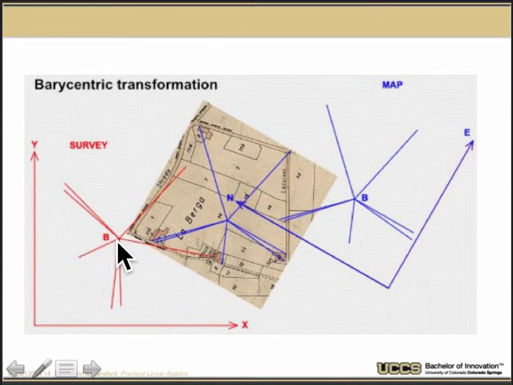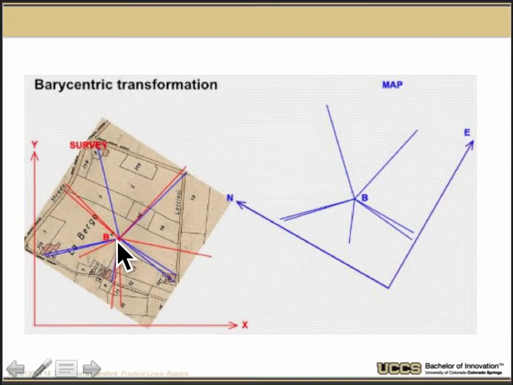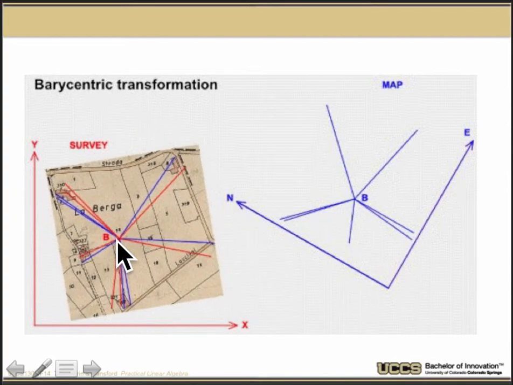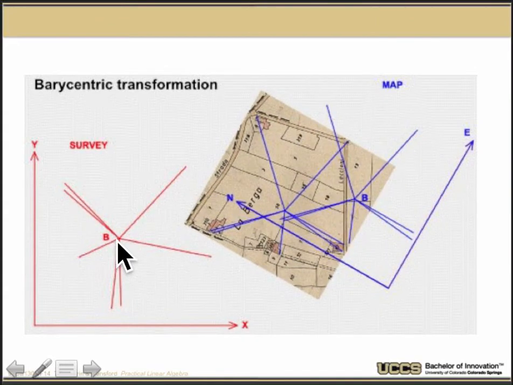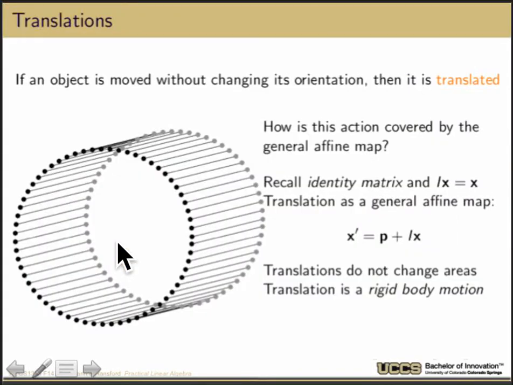In practice, we'll actually not do this with just one point. We'll end up doing least squares. We'll talk about that later in the semester. But the basic idea of this 2D affine transformation then becomes useful. So now let's go back and look at how we can define all of those transformations. We use the word translated or translation to mean what we do if an object is moved without changing its orientation. So how is this covered by a general affine transformation?